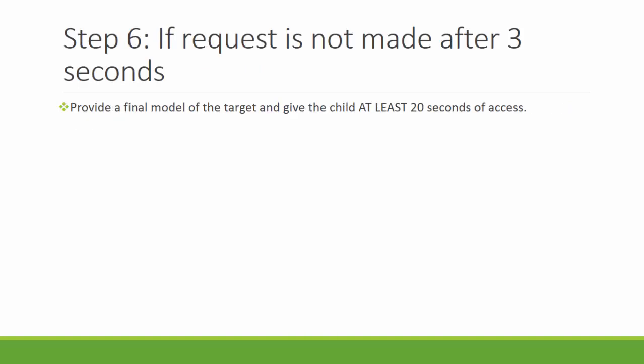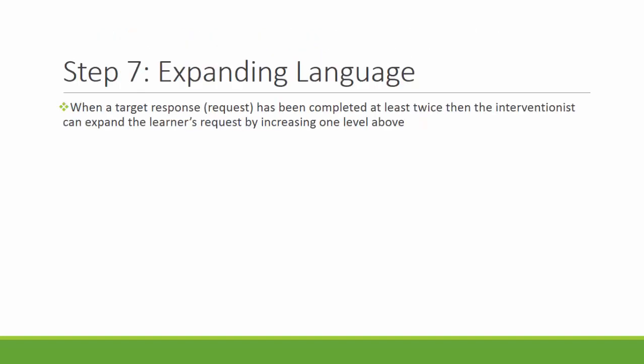If after that second hint, there is no request made or no target communication, go ahead and just model what you wanted them to say for a final time and still give them access to the item. Something to note, if they do use the target response, that is fantastic. If they use it at least twice, then we'll start talking about expanding the learner's request and increasing one level above where they're currently performing.